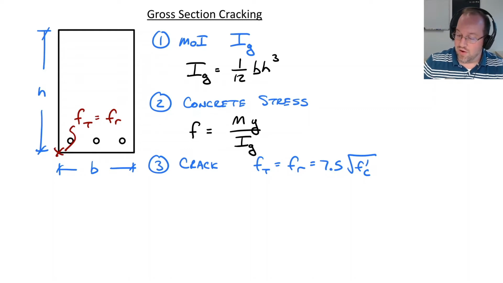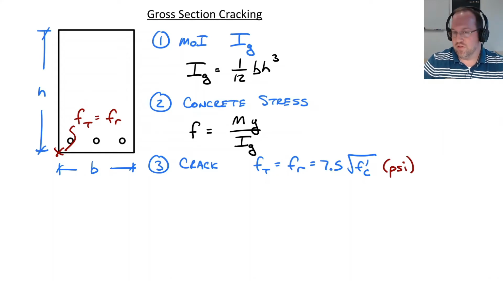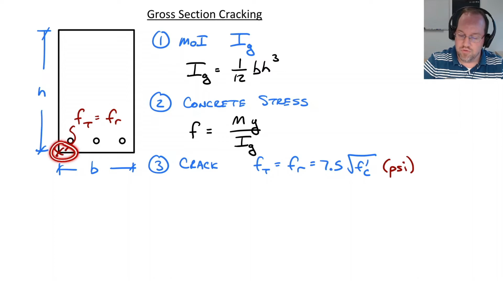One thing to note here, all the units have to be in psi for this equation to work. And if you're using megapascals, there is a different expression because the unit conversion is a little bit weird for this particular equation. So we'll be doing this in psi in this video. All right, so now we want to know what moment is going to cause a tensile stress equal to my modulus of rupture, f sub r.